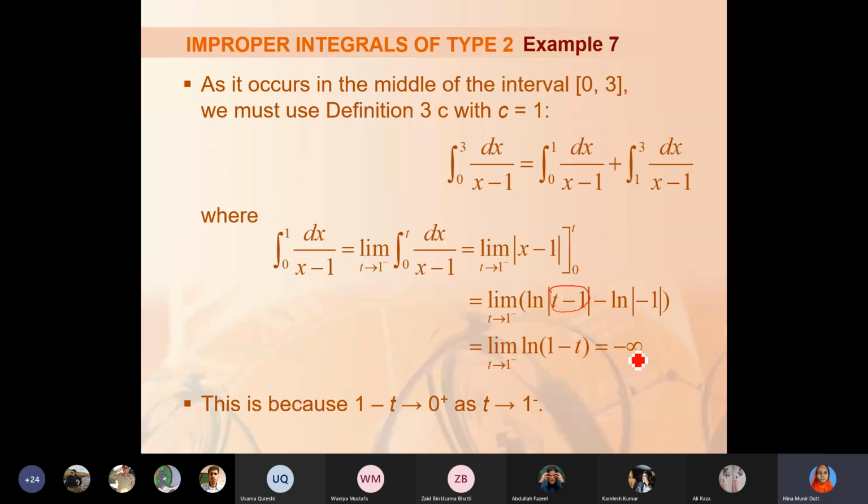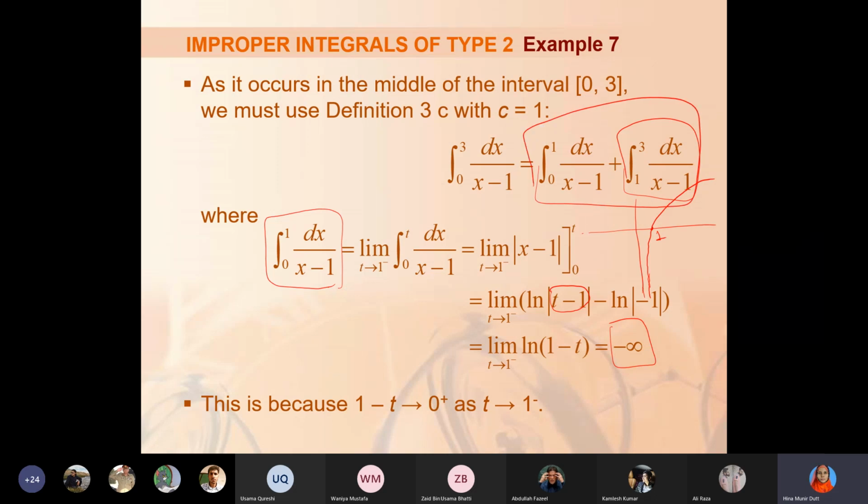If you know the graph of ln, it is like this. This is 1, and as it approaches 0, it goes to minus infinity. So the limit of this integral does not exist. This is infinite. So we don't need to integrate the other integral, because whether it would be finite or infinite, when it is added to some infinite number, the whole number becomes infinite. So this integral diverges because one of its components diverges, that is this.